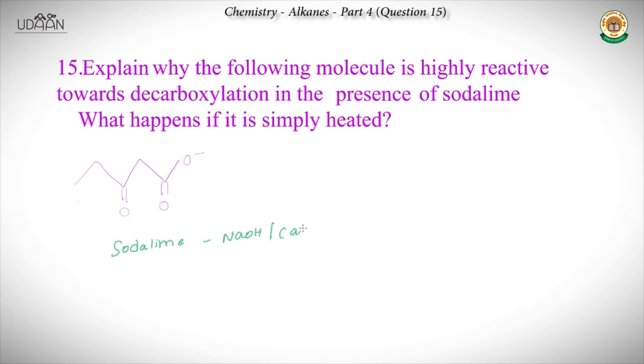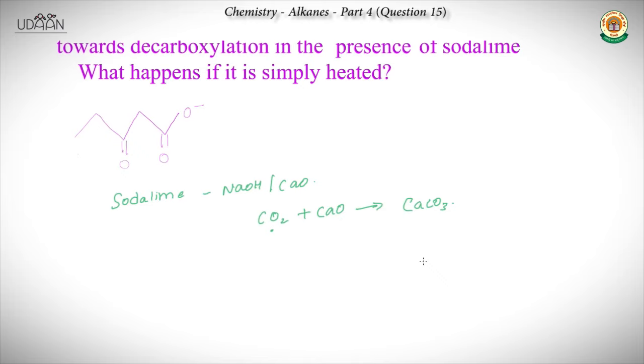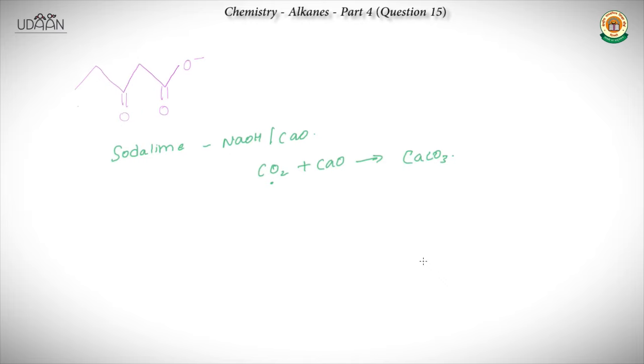Now let's see what happens in this mechanism. As I told you, it's removal of CO2. You are getting CO2 as a product. Now calcium oxide reacts with CO2 to give calcium carbonate. So it's removing one of the products of the reaction. As a result, the reaction proceeds forward, as you can see by Le Chatelier's principle. Now let's look into the mechanism of it.